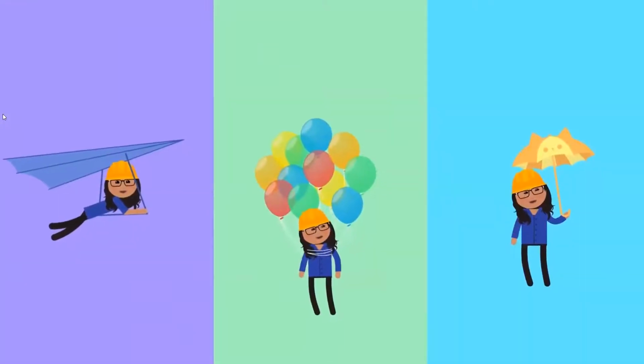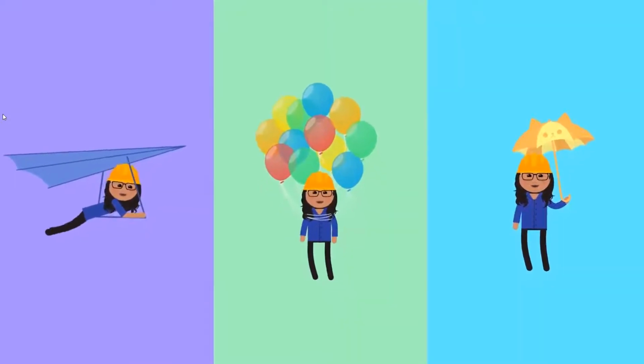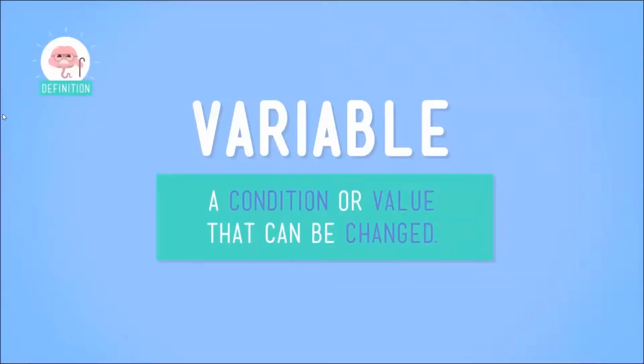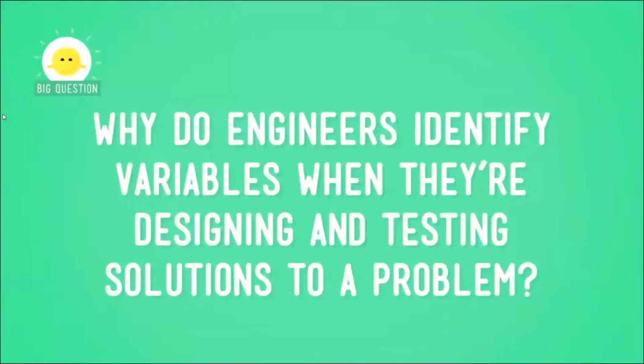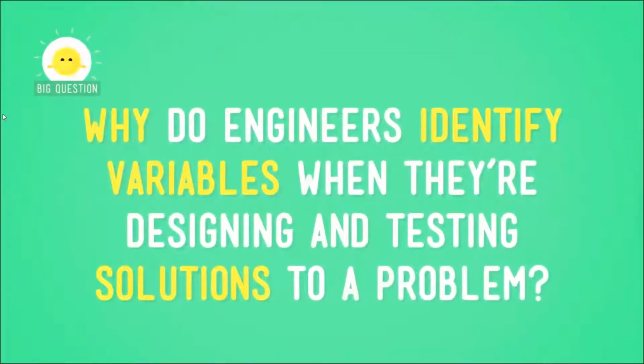Last time we were thinking about the moves we could make that would guarantee the solution to our getting across the gorge problem was a success. And that included identifying variables, or the conditions or values involved in the problem that can be changed. But what's the big deal? Why do engineers identify variables when they're designing and testing solutions to a problem?